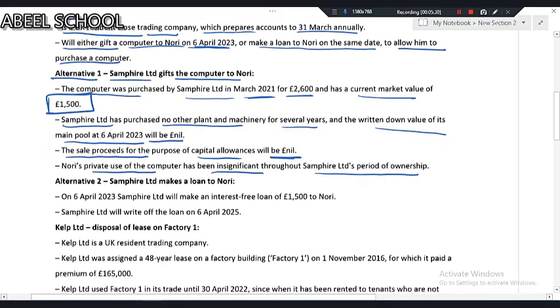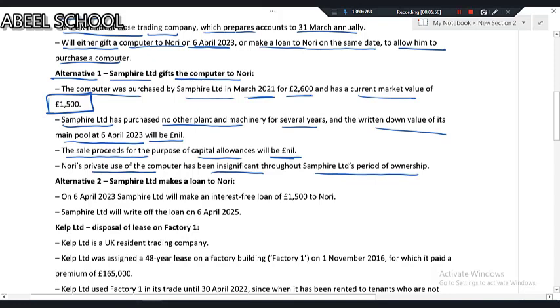Now let us first discuss alternative one. What is happening in alternative one? Basically, number one, this is a closed company. Number two, Noori is a shareholder as well as a director of this company, meaning an employee of this company. Now, in alternative one, what sort of discussion do we need to tell our examiner?